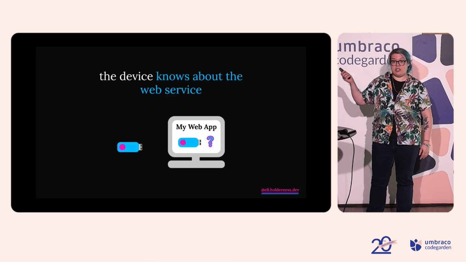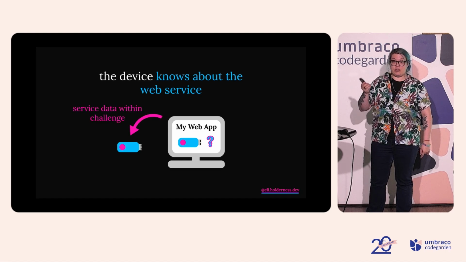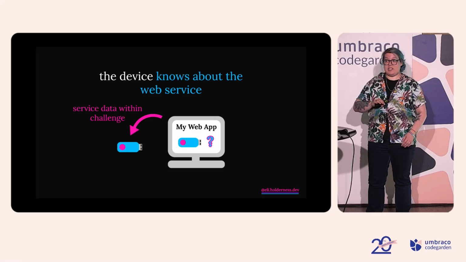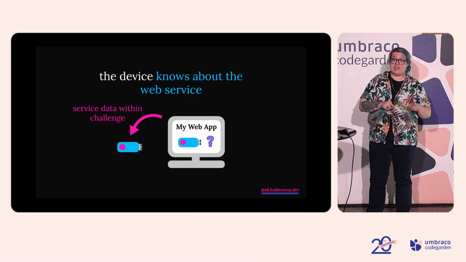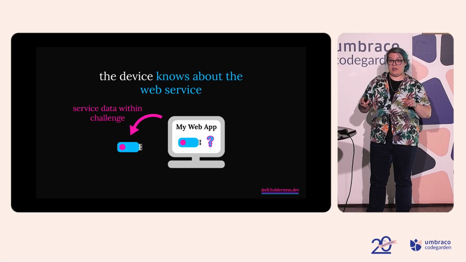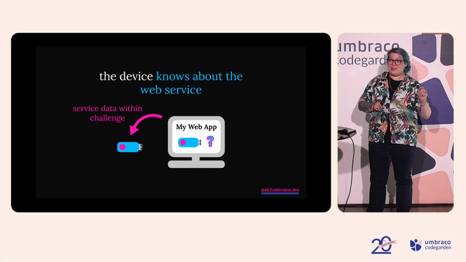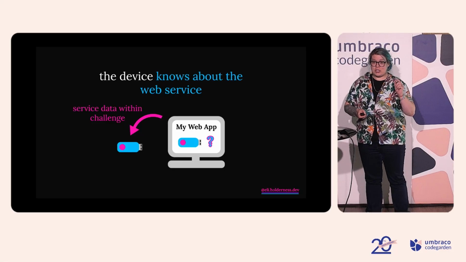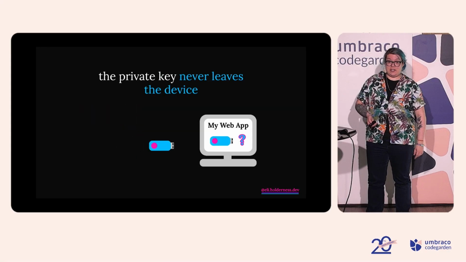Well, the device knows about the web service. The authentication challenge that comes from the web app contains data about that web app, which means if somebody stands up something that looks very, very similar to mine, the hardware token itself will know that it's not the same thing. Computers are much more difficult to fool with a visually similar website than humans are, so they're very resistant to phishing attacks.